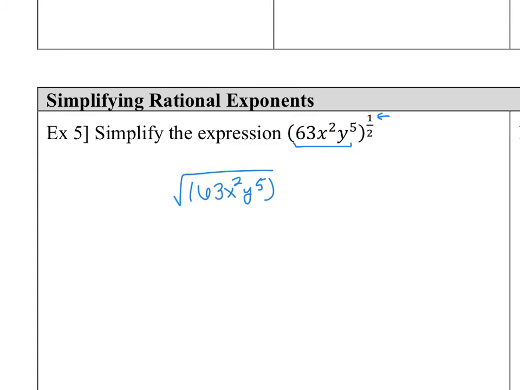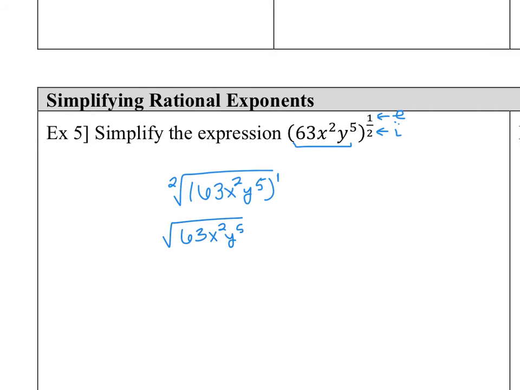The 1 is the exponent inside, so it's 63x squared y to the 5th to the 1st. Then the 2 is the index, tells you what kind of radical you have. So it's a 2. So this is really the square root. Now, anything to the first power, so all of this to the first power is just itself. So you don't really need that first power. You also don't need the little index of a 2, because if there is no index, we assume it's a 2 anyway. So you don't need it. Kind of like putting 1x instead of just x.